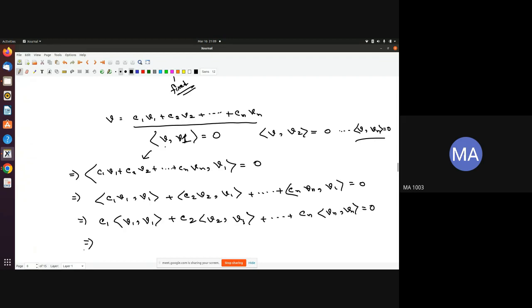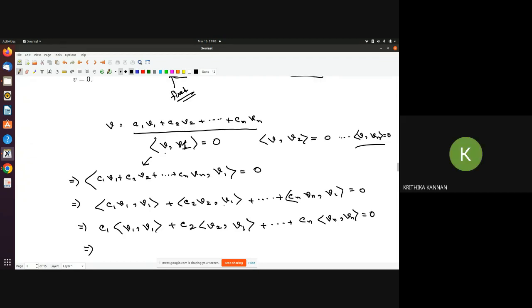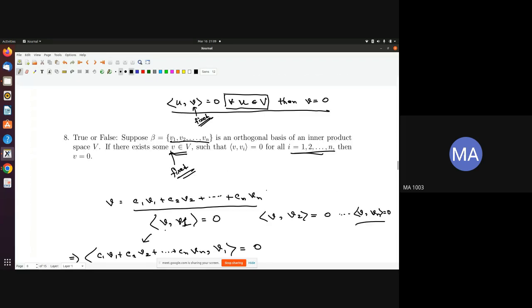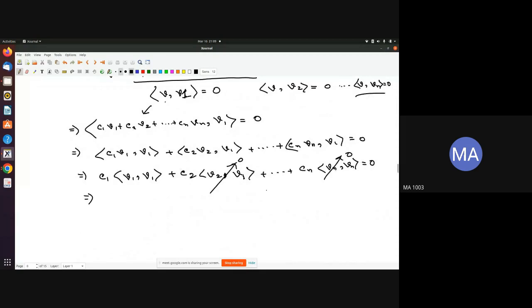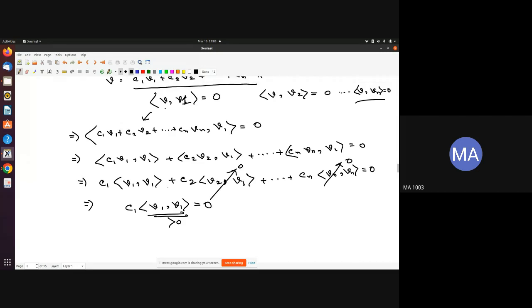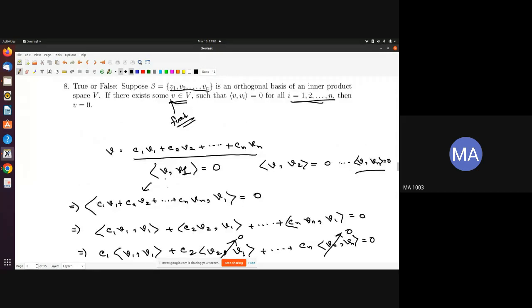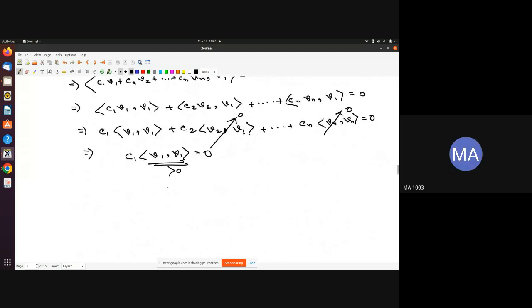Now which terms are 0 and why? Apart from the first term, all of the terms will be 0, because of orthogonality. V1 to Vn was the orthogonal basis, you remember. So all those terms are 0, and I am left with only this one. Now this term is strictly greater than 0, because v1 is a non-zero vector. And why was v1 non-zero? Because it is a basis. 0 cannot be there, because if 0 is there, then it is linearly dependent. So this is greater than 0, so c1 must be 0.